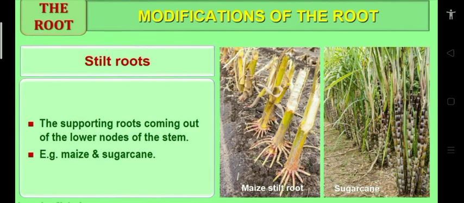Next, stilt roots. Stilt roots are also for supporting. How? The roots develop from the lower nodes of the stem because it's a weak stem, so it gives the support. Prop roots go vertically downwards, while stilt roots go obliquely downwards. Stilt roots also give support. Example, maize and sugarcane. Stilt roots are also modified adventitious roots.